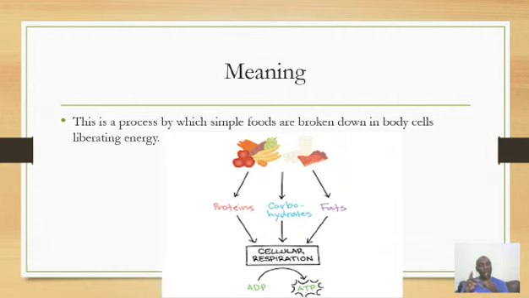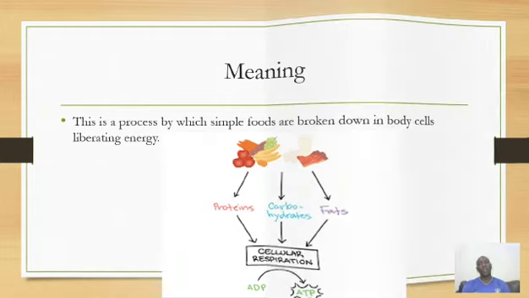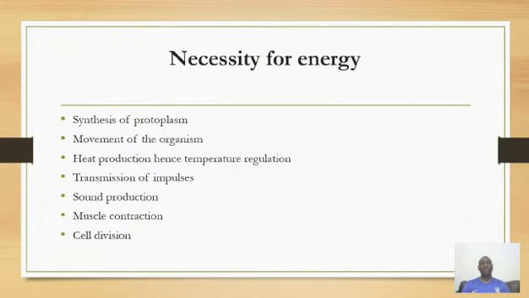And energy being the product, we know that energy in our bodies is liberated and stored in form of adenosine triphosphate. Therefore, energy being a product means that we end up forming ATP within the body. But why does the body need energy? Why does the body manufacture energy? Why does respiration take place? So this brings us to the necessity for the energy. In other words, what does the body use this energy for?